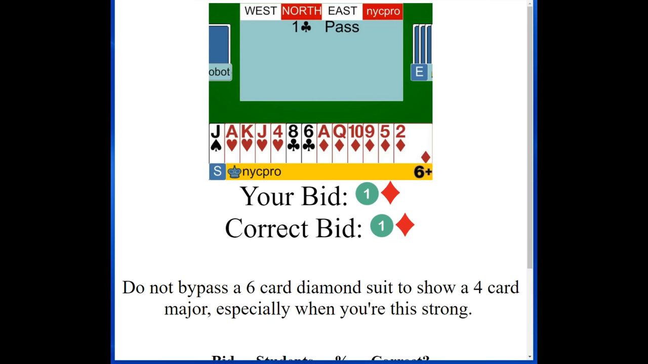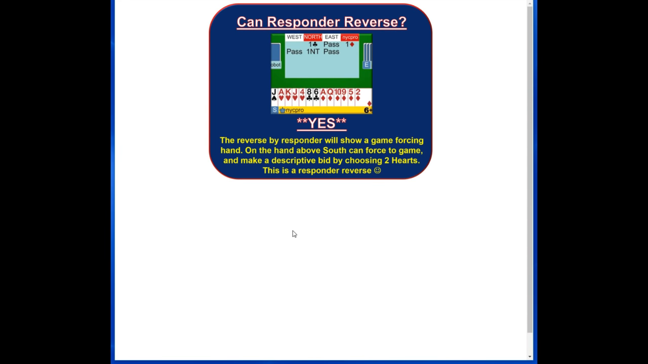Those of you that jump to two diamonds, that's a jump shift, which old school would be like a good 16 plus, and new school would be very weak or conventional, right? So we want to just bid one, and we'll certainly take another call when it gets back to us. And it gets back to us after partner bids a no trump.